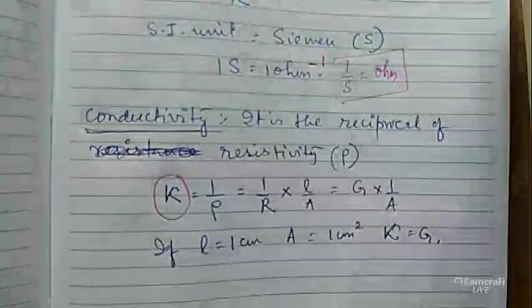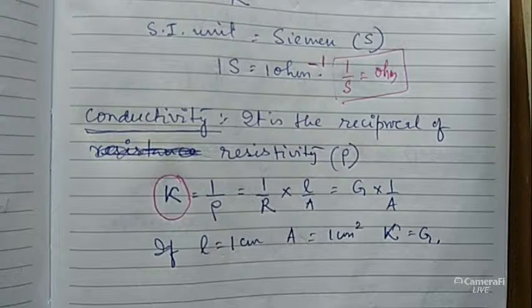So conductivity is the reciprocal of resistivity, right? Or I can write that kappa equals to 1 by rho equals to 1 by R into L by A, or G into L by A. If L equals to 1, A equals to 1 centimeter square, then kappa equals to G. What is kappa? Kappa stands for conductivity. So I'm giving you 1 minute time. Please copy it correctly.